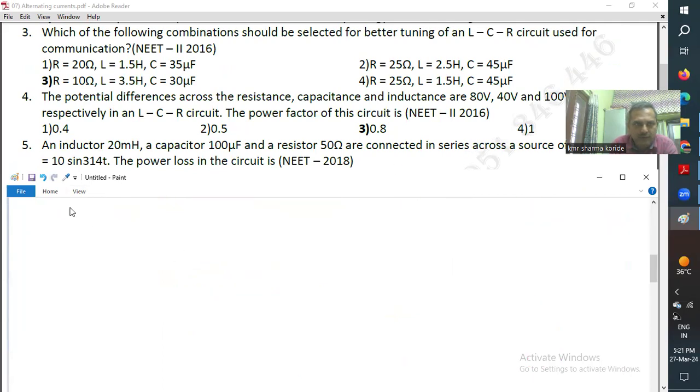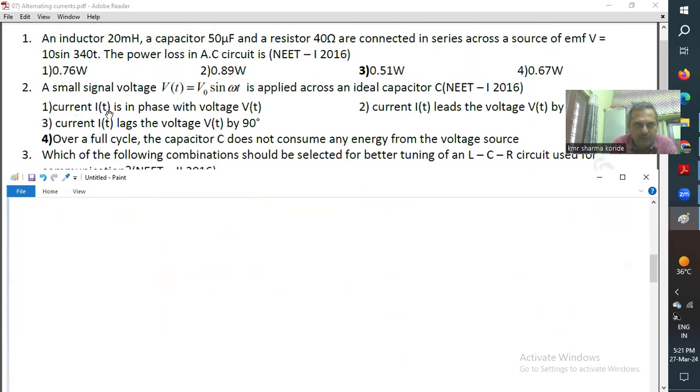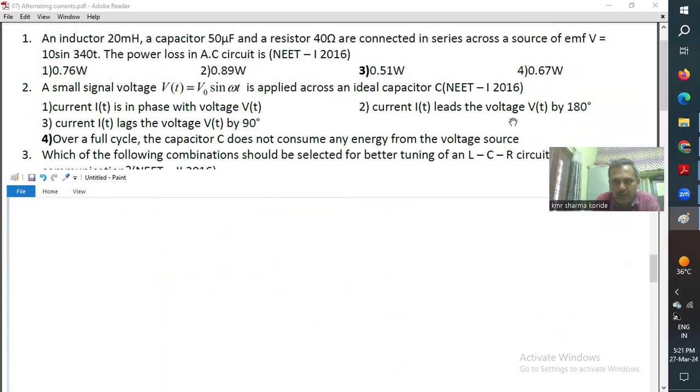Okay, so let us move to the second question. A small signal voltage V of t, so potential at any time, V naught sin omega t, is applied across the ideal capacitor. See, so then current at any time in phase with voltage? Current I at any time leads the voltage by 180? Current I at any time lags the voltage by 90.